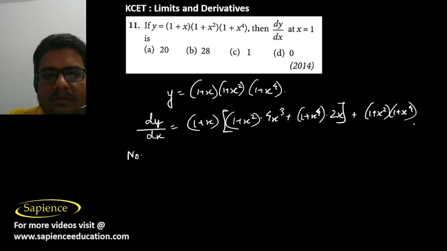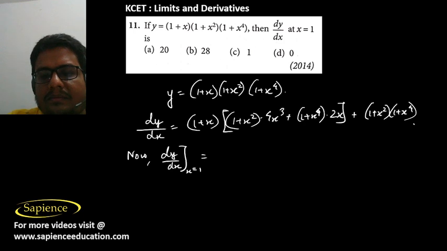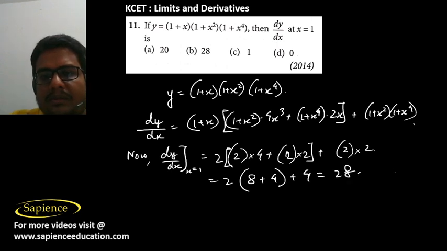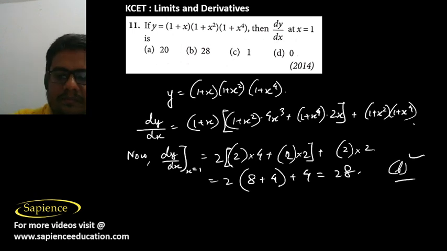So now, dy by dx at x equal to 1 will be 2 into (1 plus 2), then this will be 4 plus 1 plus 1, 2 into 2, and plus 1 plus 1, 2 into 1 plus 1, 2. So this will be 2 into 2 for the 8 plus 4 plus 4, so this will be 12, 24, 28. Option B is the correct answer.